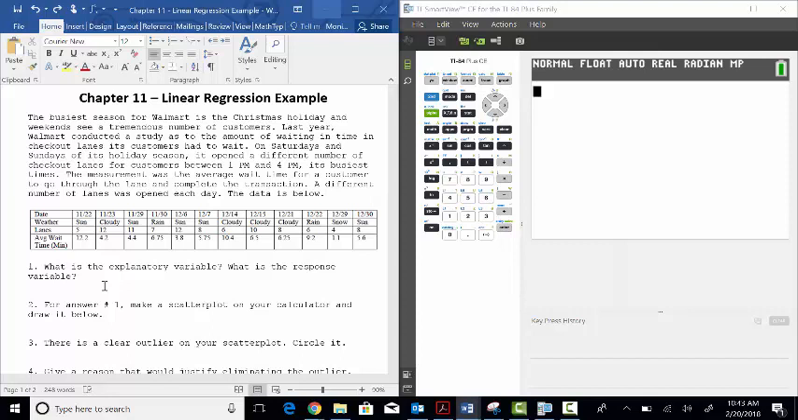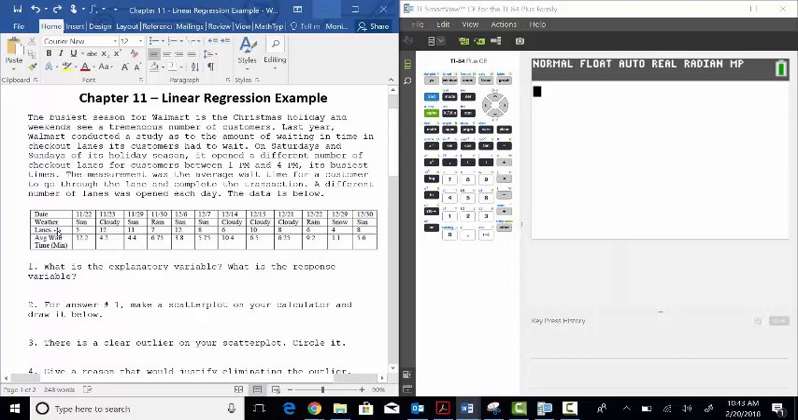Last year, Walmart conducted a study as to the amount of waiting time in checkout lines as customers had to wait. On Saturdays and Sundays of its holiday season, it opened a different number of checkout lanes for customers between 1 p.m. and 4 p.m., its busiest times. The measurement was the average wait time for a customer to go through the lane and complete the transaction. A different number of lanes was open each day. So the data is given below.